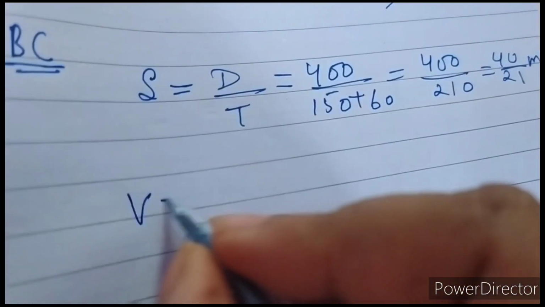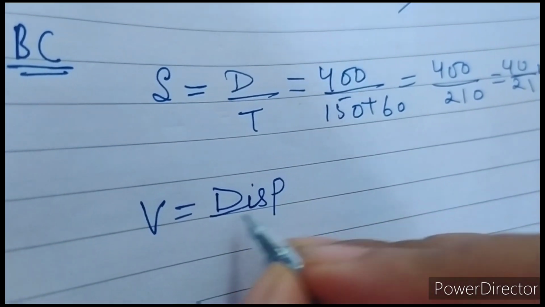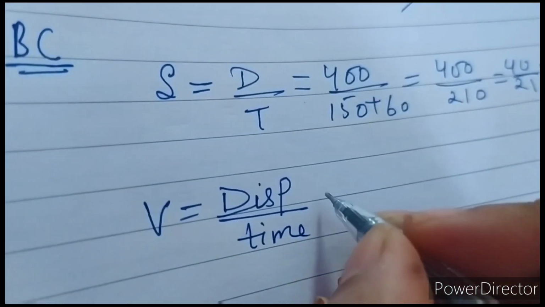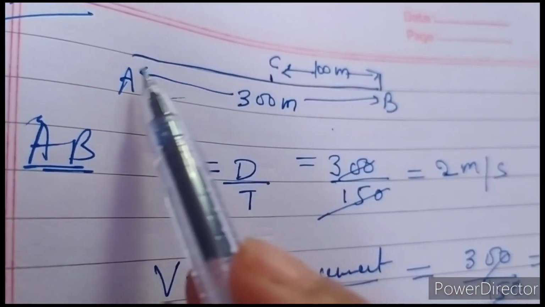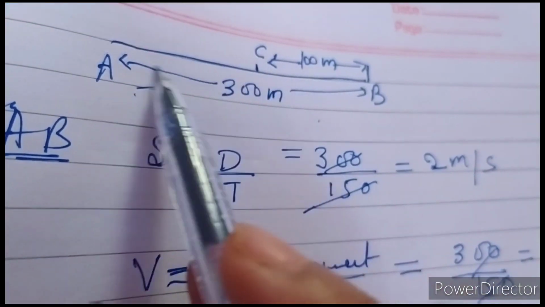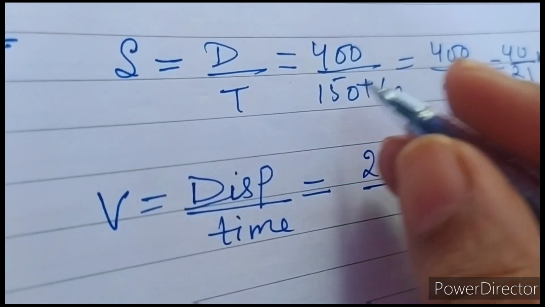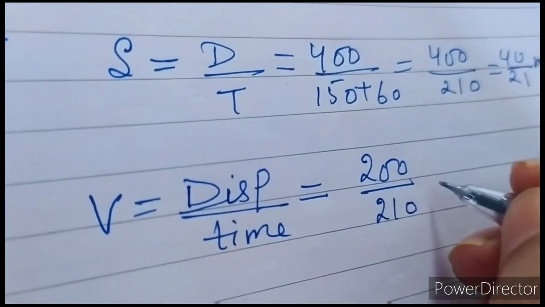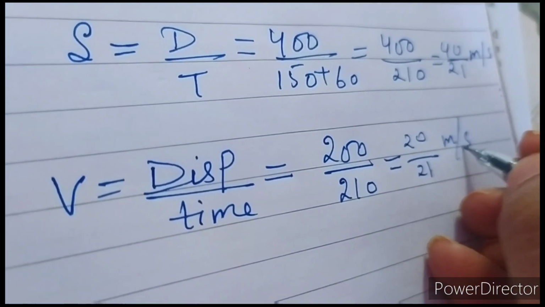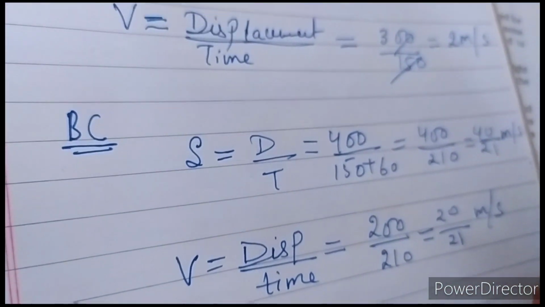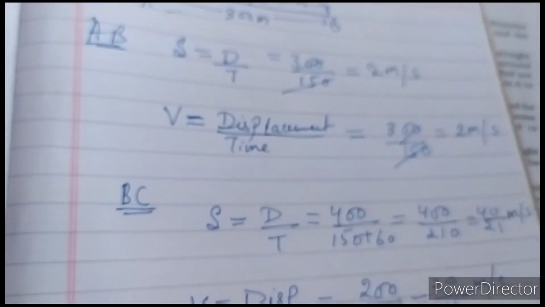Next we come to the velocity. Velocity is equal to displacement upon time. So displacement here is 300 minus 100, because this is the initial, this is the final position. So 300 minus 100 is equal to 200. So 200 upon time will be the same, that is 210. That will be equal to 20 upon 21 meter per second. You can convert into decimal also, and this is both the speed and velocity from A to B and B to C.